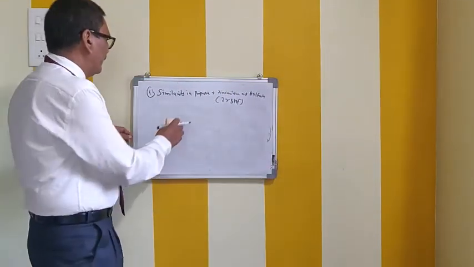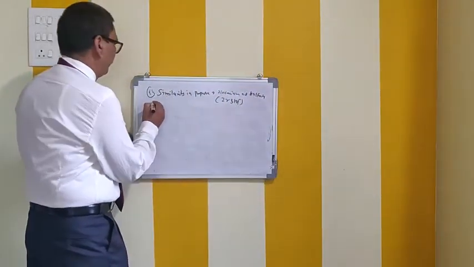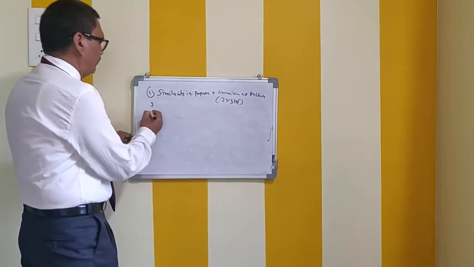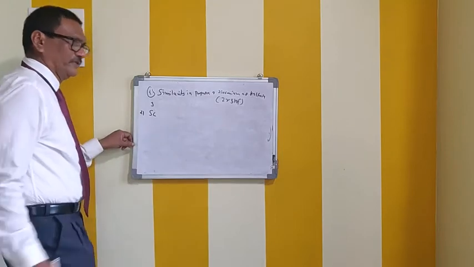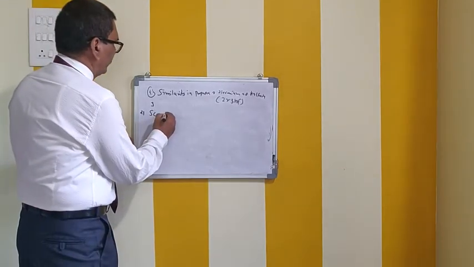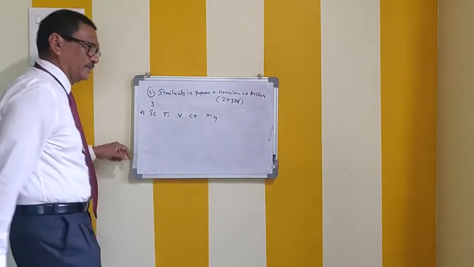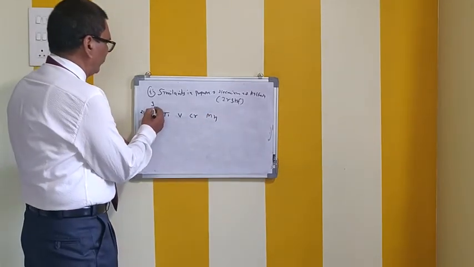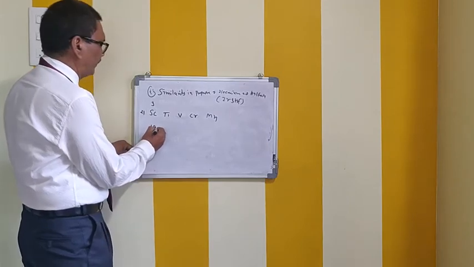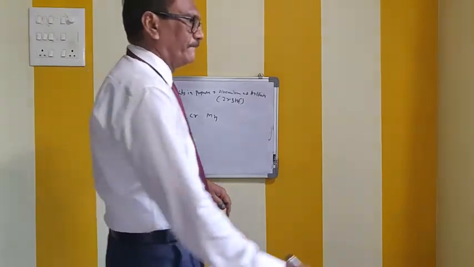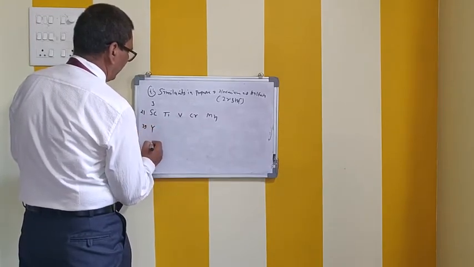Now, if you go to any periodic table and observe, in any group, suppose group 3, the first element will be scandium with atomic number 21, the first transition element. Then you have titanium, vanadium, chromium, and manganese. These 5 elements we can take for consideration. After scandium, we have yttrium, 39, and then we have lanthanum, 57.